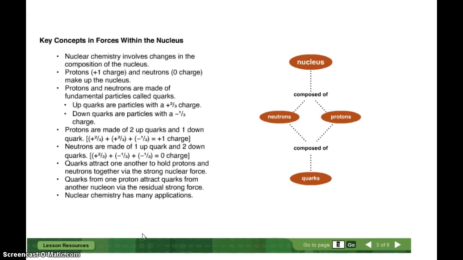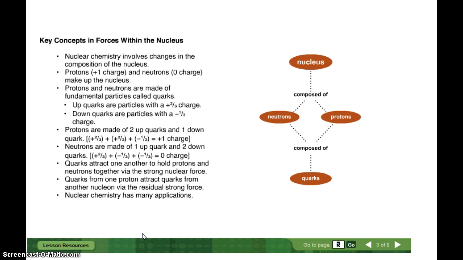Key concepts and forces within the nucleus. Nuclear chemistry involves changes in the composition of the nucleus. Okay, so up until now we've been doing chemical or physical changes. Physical changes meaning it's the same substance, you just changed the form, like you cut a piece of paper. Chemical changes are all the other changes that you see, so rust or baking a cake, okay?